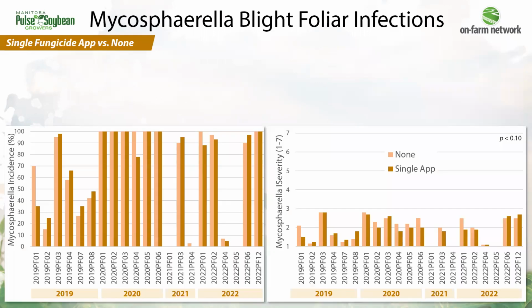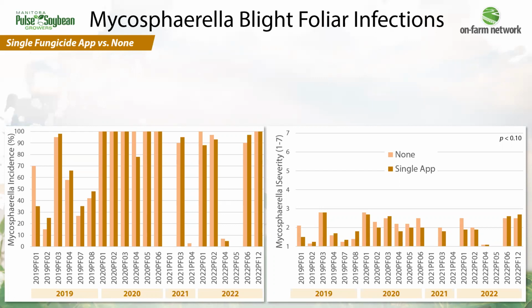Starting with the Mycosphaerella blight foliar infections, for each trial we have incidence, or the percent of plants infected. That's what this graph on the left is showing. And the severity of the infection is the graph on the right. Each of these paired bars represents a trial. The lighter color on the left, those are peas that had no application, so untreated peas. And then the darker colored bar on the right was peas with a single application of that foliar fungicide.